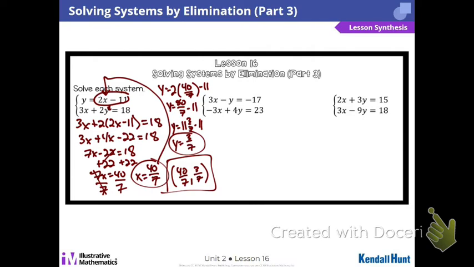I know I told you guys to do the third one next. The second one, you guys see those x's just canceling each other if I add? Yeah. So that means 3y equals 40. We good there?